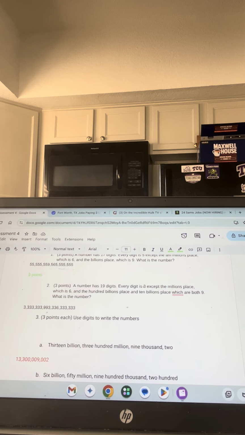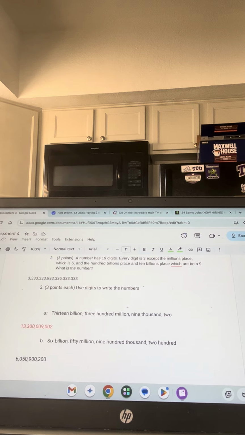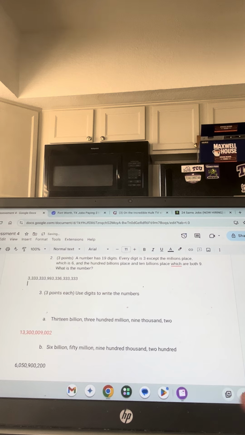A number has 19 digits. Every digit is 3. Except the millions place, which is 6. Good. And the 100 billions place and 10 billions place, which are both 9. 100 billion. Good. That's full credit.